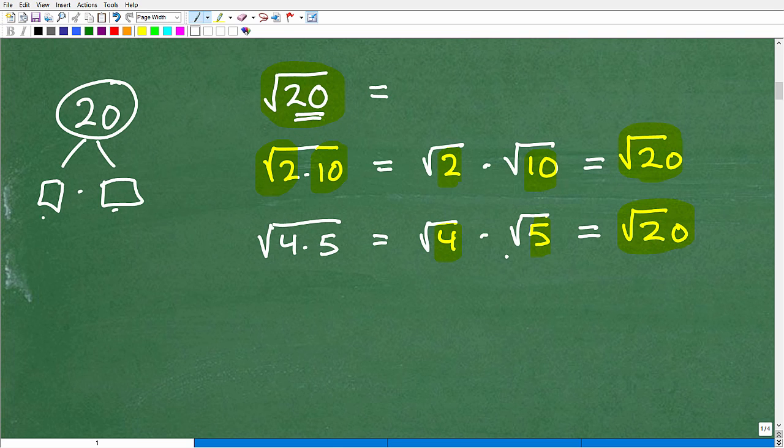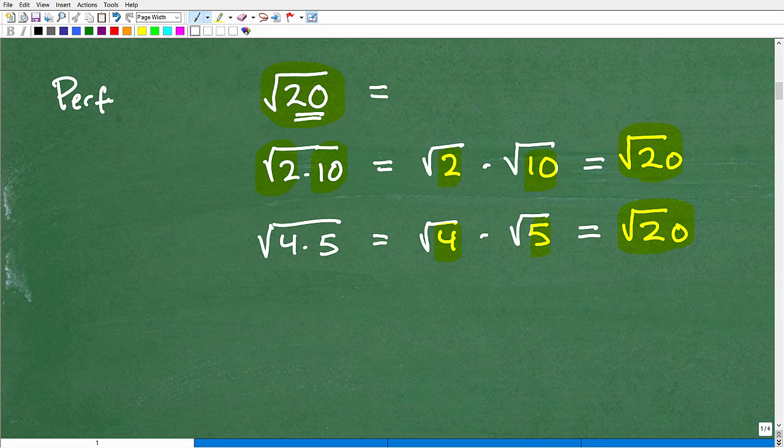Now, here is where things get interesting. You're saying, well, we're still trying to simplify this. Let's talk about what it means to simplify. When we're talking about simplifying square roots, we're interested in things called perfect squares. Perfect. Did I spell that right? Yes, I believe so. Squares. So what are perfect squares? All right, so look at that.